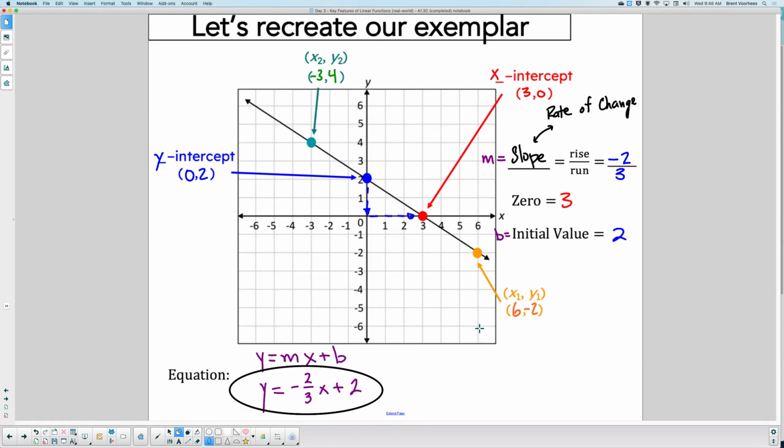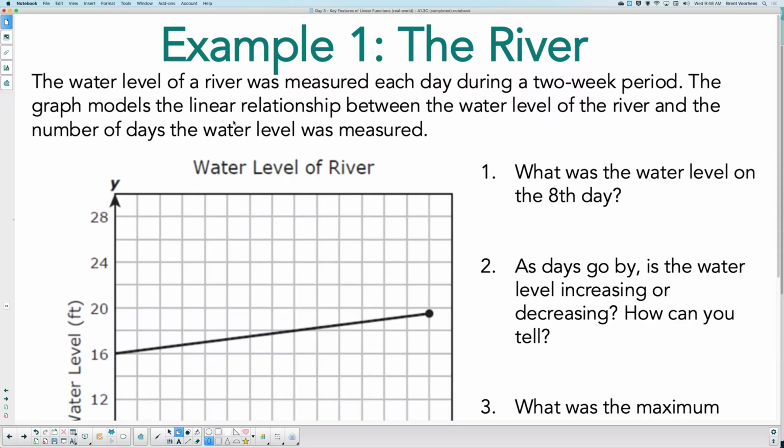So that's our exemplar. If you have any questions today, go back and look at that slide. That slide walks you through everything you might need to know. Okay? Let's start with example 1 now. Example 1. I'm going to give you a moment to finish writing. Like, pause this. Example 1.